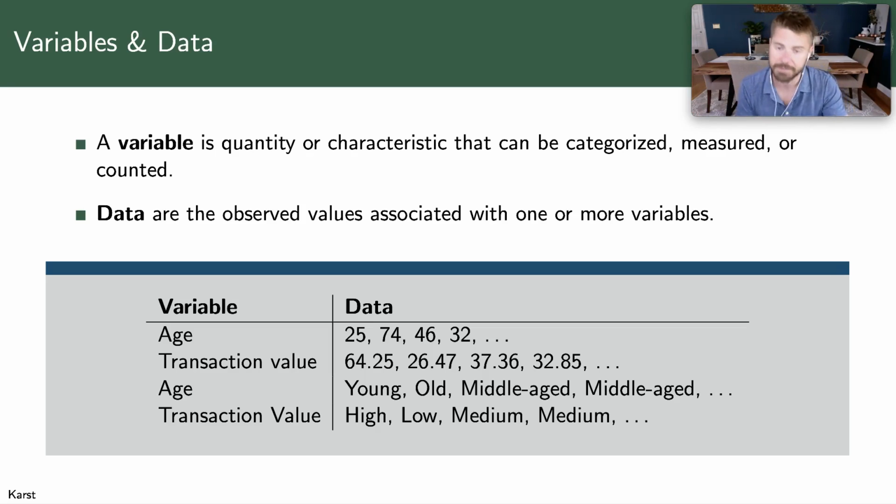So just to completely beat a dead horse, if we have our variable age, that can be measured in a ton of ways, right? It can be measured in days, in seconds, or in years, but the data are the actual observations, however we choose to precisely quantify age. So here it's in years. We've got 25 years, 74 years, and so on. We could also do transaction values rounded to the closest cent. Or we could think about age not measured in years anymore, but bucketed as young, old, middle-aged, etc., however we define those classifications. And the same thing for transaction value. It doesn't have to be numeric. It could be categories, high, medium, low. So again, we could have the same variable measured in different ways, associated with different data.